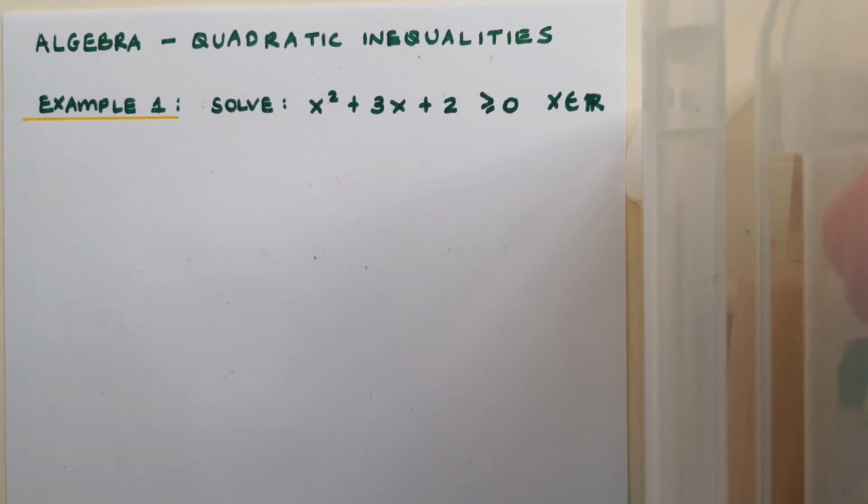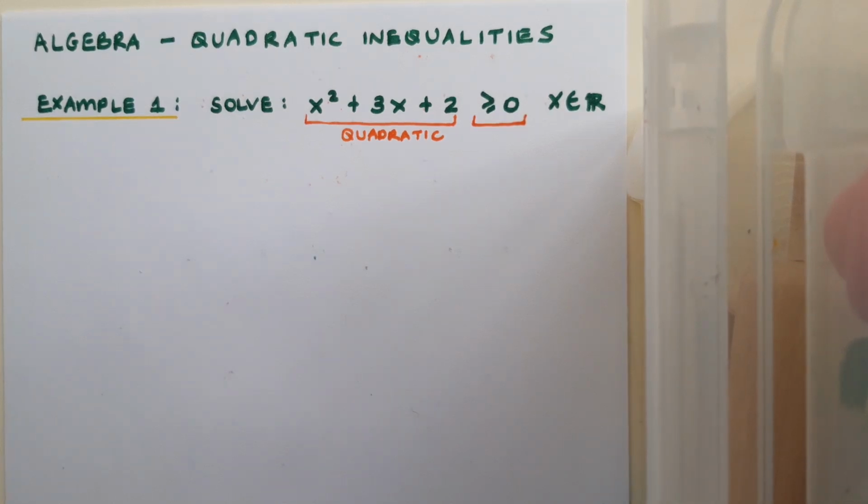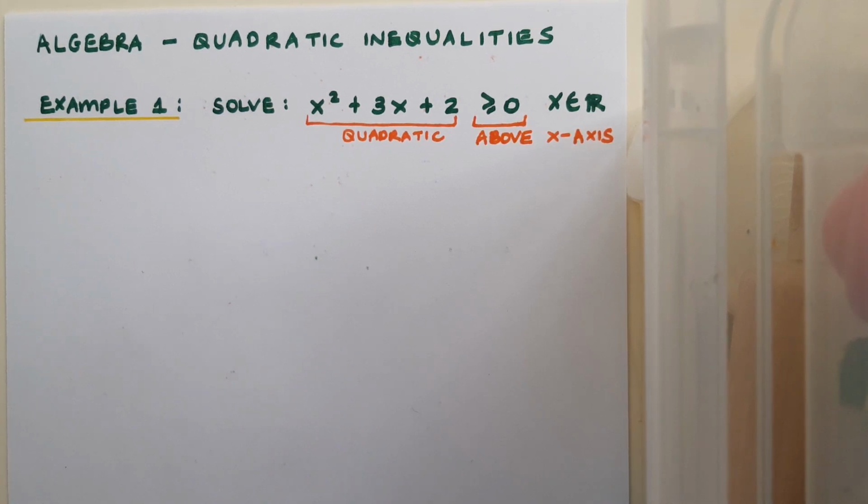So before we begin to work through this, let's just take a moment to have a look at the question and make a couple of observations about it. Obviously here we have a quadratic, and a quadratic is a type of function. We can graph it. And what this statement really means, x squared plus 3x plus 2 is greater than or equal to 0, is that we are interested in the solution of this quadratic where it is above the x-axis. So there will be a bit of a visual element to our solution of this question.